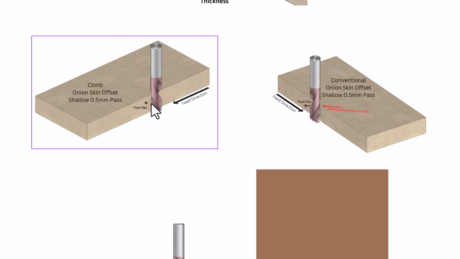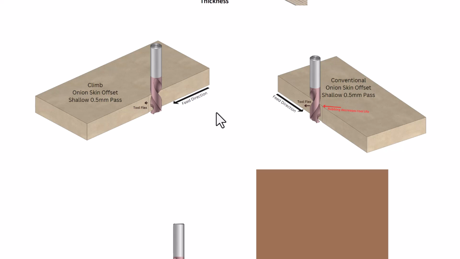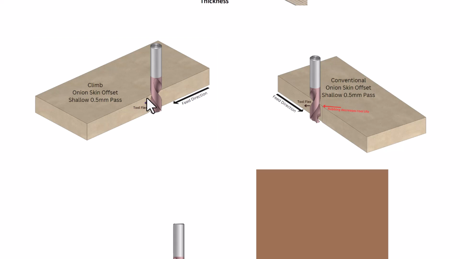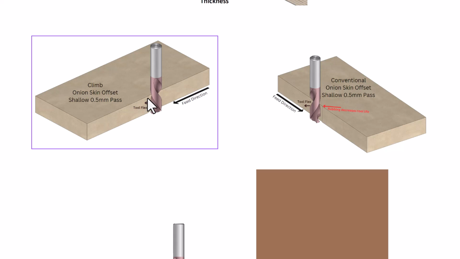The tool flex from a climb cut on a shallow cut like this is so insignificant. It's next to nothing. It is slightly, again, forward and towards the material, but that's actually a good thing because at such a shallow cut, it's going to help the tool bite into the material and slice it and cut it cleanly rather than friction rub that material away.